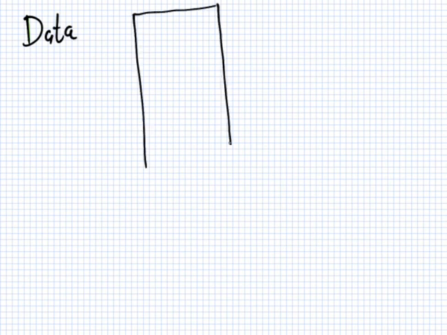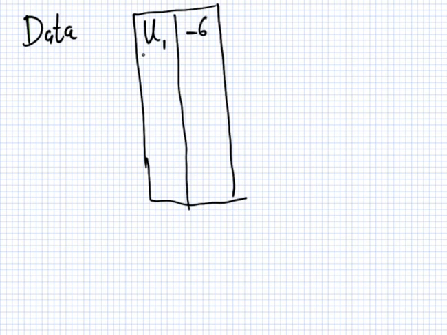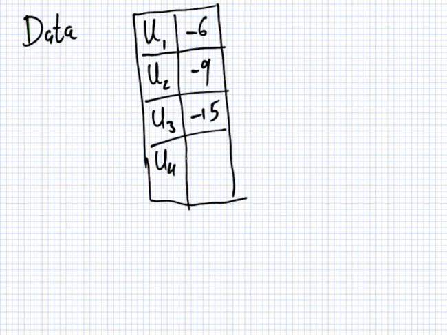Alright, so we'll start. So the first thing, you have the numbers for me for student number 1. So let me just write these down. So firstly, the data. Okay, so what's the first one? U1 is minus 6. U2 is minus 9. U3 minus 15. Minus 27.